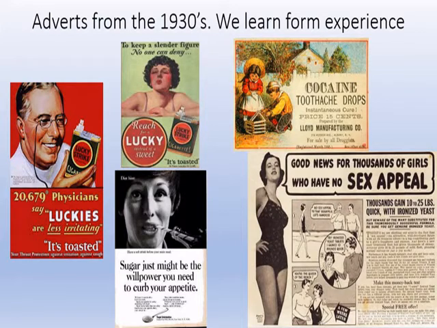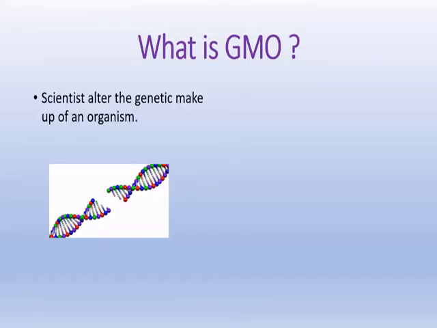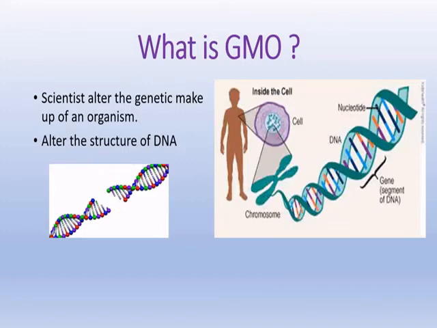Today we know better. Science is always developing and finding out new information. So how must we look at GMOs? Now, what is GMO? Well, that is when they take the genetic makeup of an organism and they make changes to it. They change the structure, therefore, of the DNA.